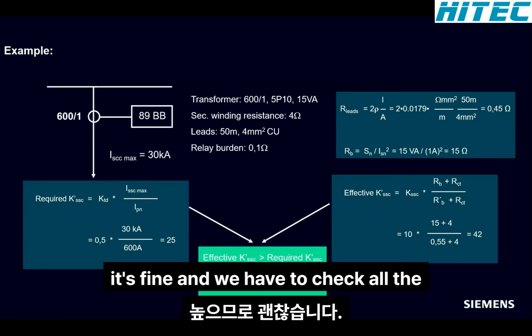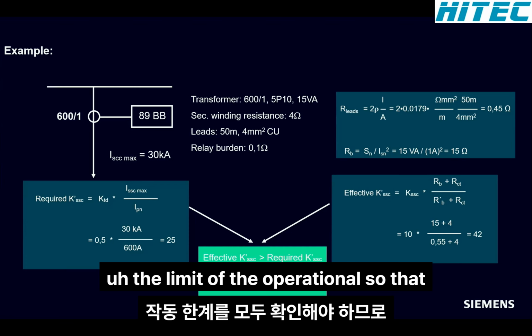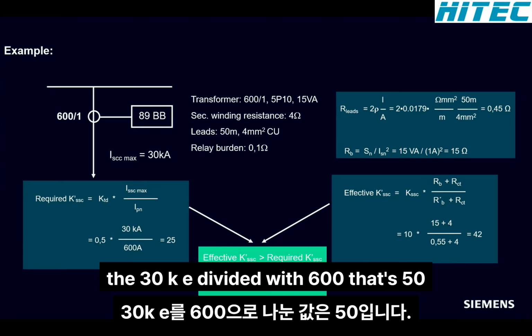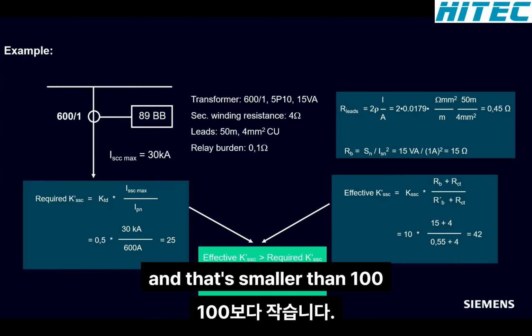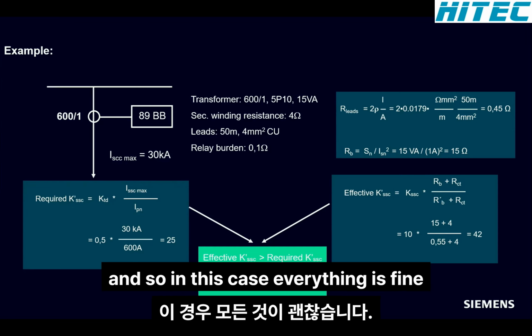And we have to check also the limit of the operational range. So that's 30 kA divided by 600, that's 50, and that's smaller than 100. So in this case, everything is fine.